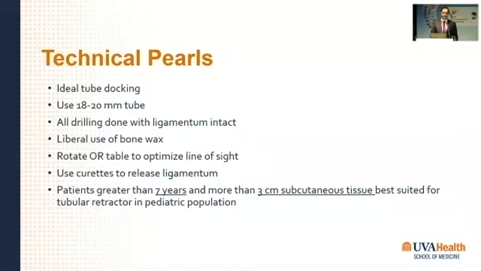So just some technical pearls. I think the use of 18 to 20 millimeter tubes is pretty adequate for pediatric patients. We do all our drilling with the intact ligamentum in order to prevent durotomies from the drill. Liberal use of bone wax for hemostasis. You can always rotate the OR table to optimize the light and line of sight. Using curettes to release the ligamentum. And then we found this is a really good technique for patients who are greater than 7 years old, and with 3 centimeters or more of subcutaneous tissue, just for docking reasons.